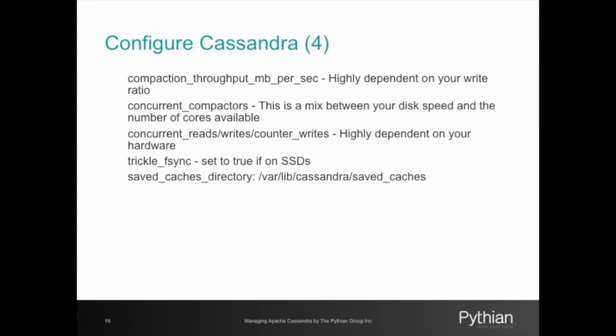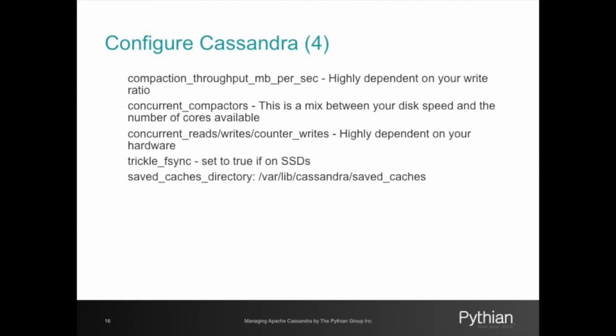Then you have some settings, like compaction throughput megabytes per second, which is highly dependent on your write ratio, and also on whether you have the hardware for it. Concurrent compactors, I think, is going to be discontinued. If you have disk speed and cores available, you can tweak this one. Also, this is dependent on your machine and doesn't impact the full cluster. You have some additional ways to test these settings without impacting your cluster. We can go to that later.